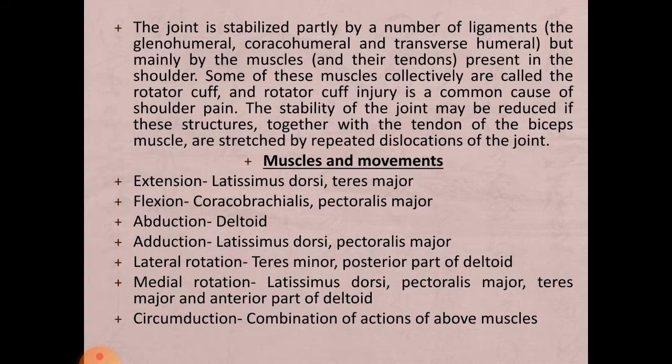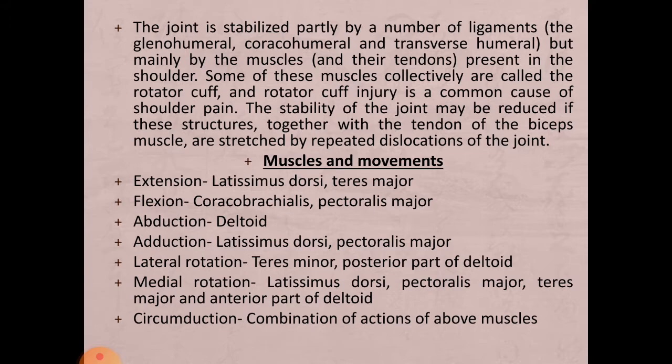The joint is stabilized partly by a number of ligaments, the glenohumeral, coracohumeral, and transverse humeral, but mainly by the muscles and their tendons present in the shoulder. Some of these muscles collectively are called the rotator cuff, and rotator cuff injury is a common cause of shoulder pain. A patient with a rotator cuff injury would have a dull ache in the shoulder joint, and the cause can be an accident or overuse of the shoulder joint that can cause tearing of these muscles.